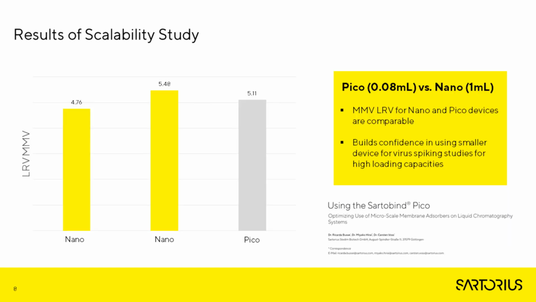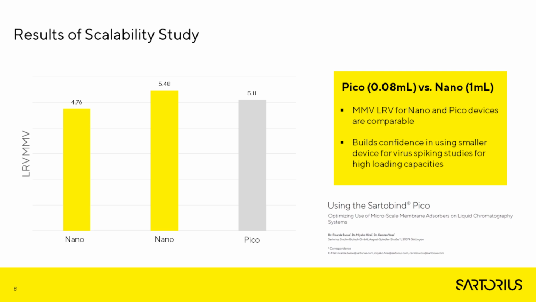So the results of the study. Here we see 4.76 and 5.48 LRV of MMV for the Nano device, and 5.11 LRV for the Pico. So this data confirms that the MMV LRV for the Nano and the Pico devices are comparable. So these results build confidence in using the smaller device for these high loading spiking studies.